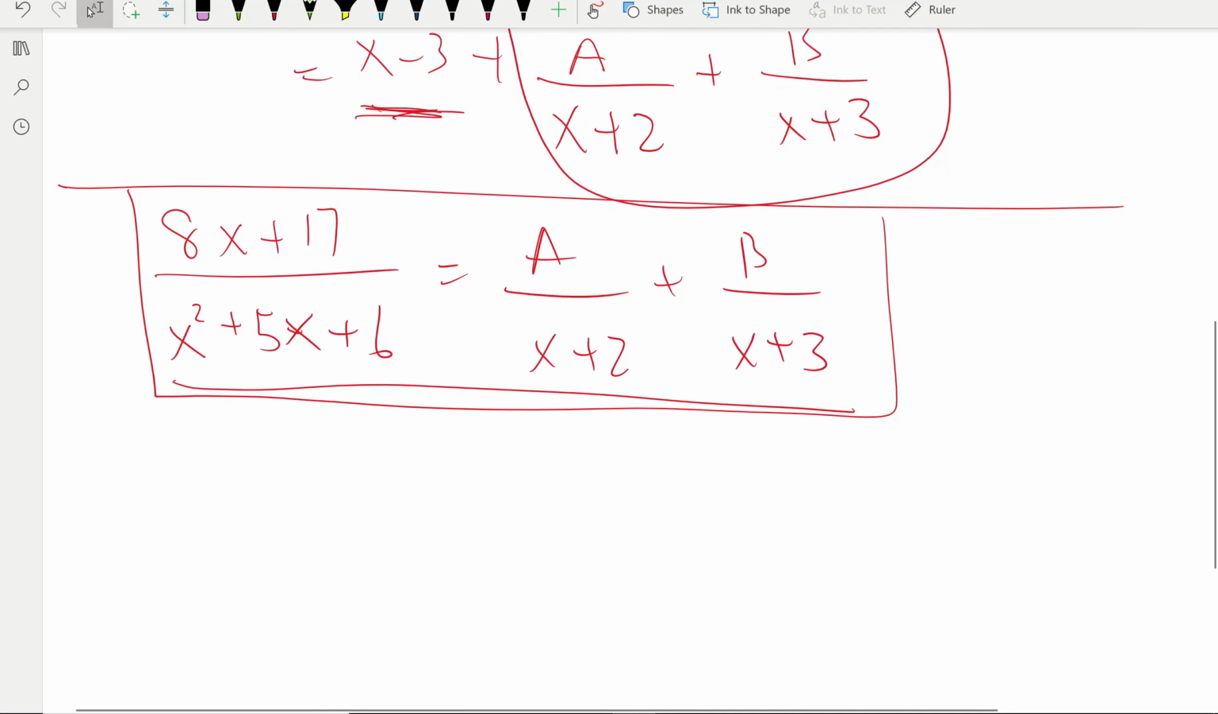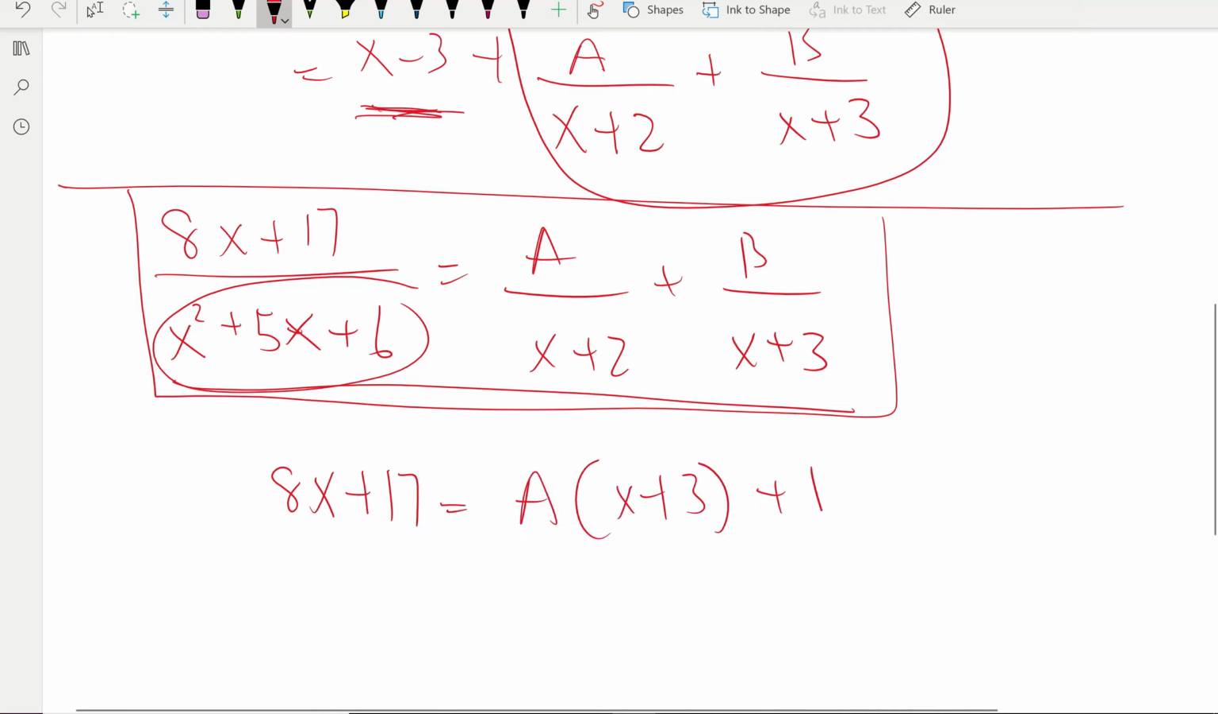So if you multiply everything by this big denominator, on the left hand side you get 8x plus 17, here a times (x plus 3) plus b times (x plus 2), right? We already saw this. Well, x squared plus 5x plus 6 is actually (x plus 2) times (x plus 3), right? We already know that. So when you multiply by that, this is what's going to be left.